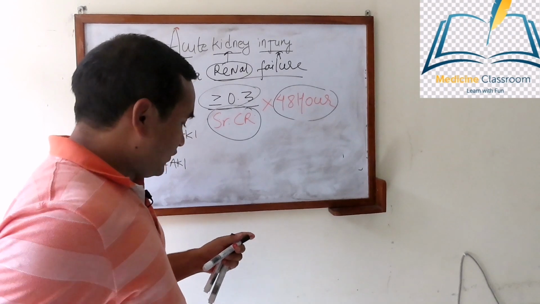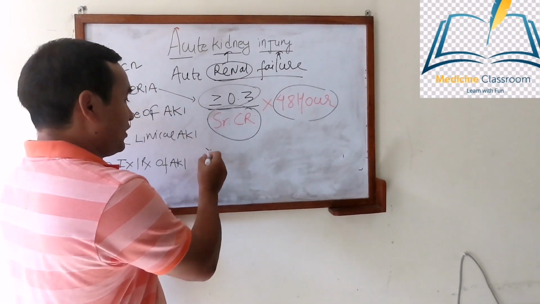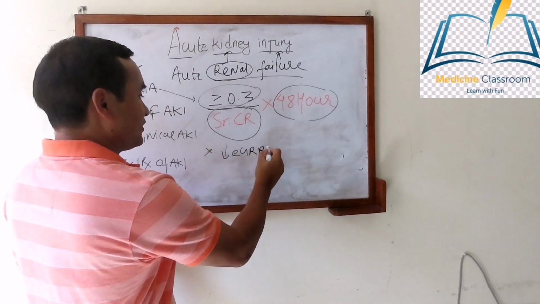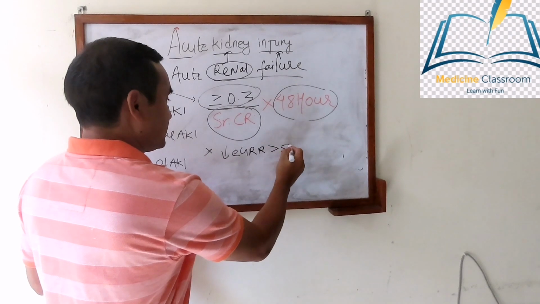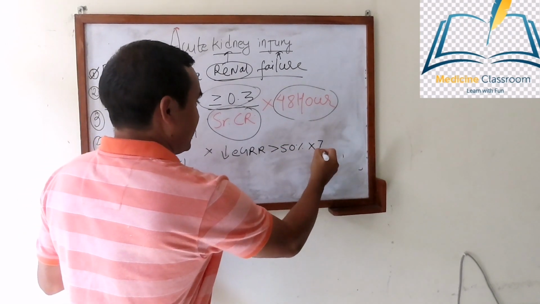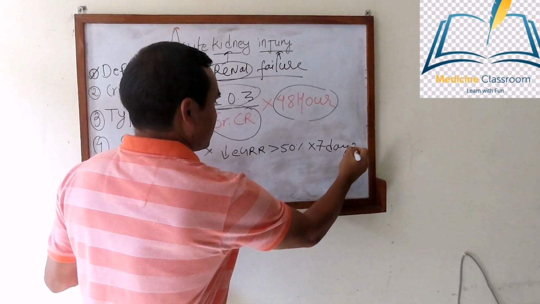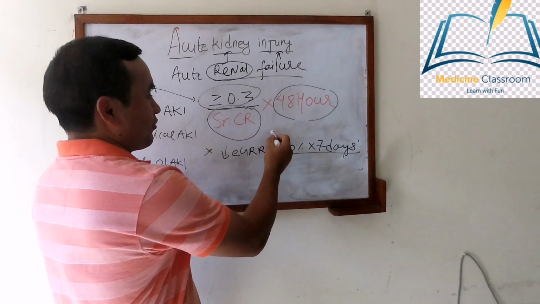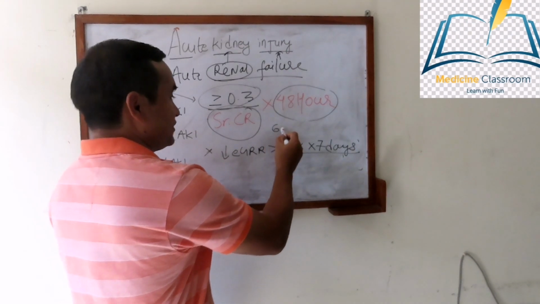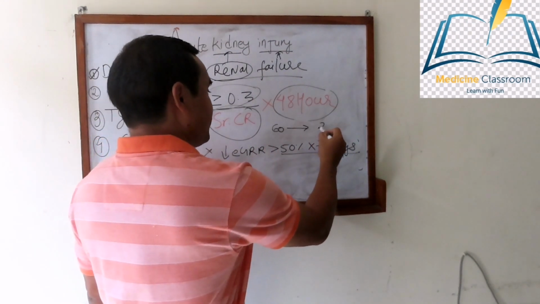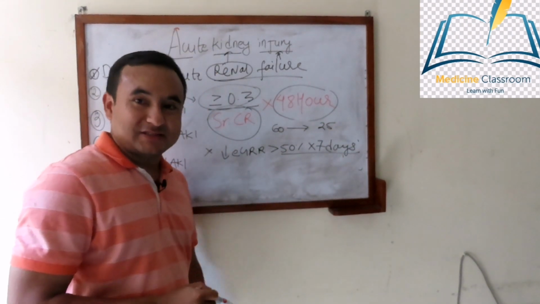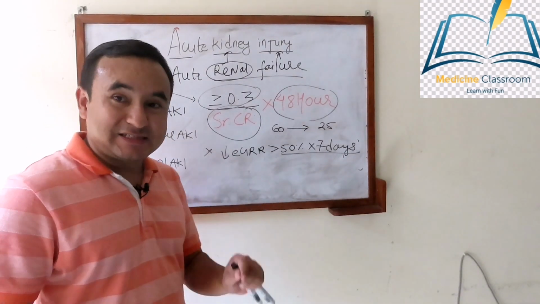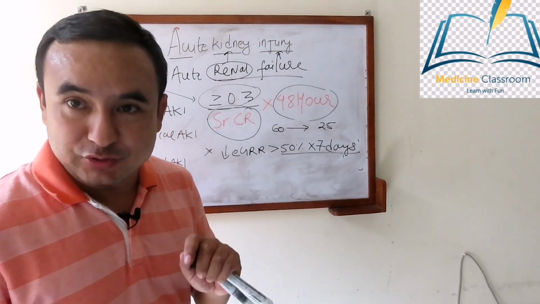Another definition of acute kidney injury is if someone has a deterioration of eGFR by more than 50% in 7 days or 1 week, then it is also AKI. Let us suppose Mr. Ram has an eGFR of 60 today and it is 25 after 5 days, then it is also called AKI. So this is another criterion to define acute kidney injury.